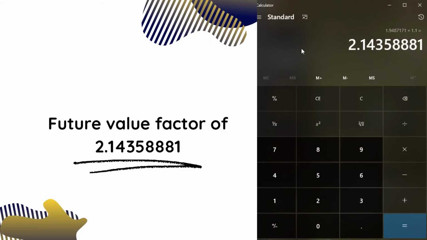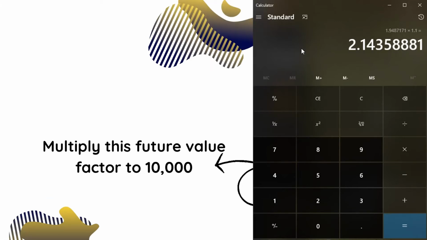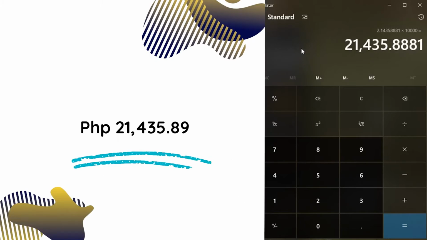2.143588881. Just like in the present value, we will multiply this future value factor by 10,000 in order to get the future value amount. So, multiplied by 10,000. So, the future value of 10,000 using 10% in 8 years is 21,435.89, rounded off.